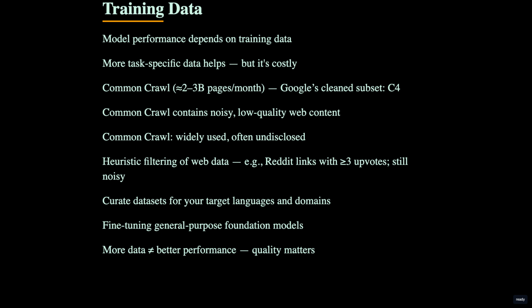For example, Gunasekar et al. 2023 trained a 1.3B parameter model on 7 billion high-quality code tokens and outperformed much larger models on coding benchmarks. We'll cover dataset quality and selection in more detail in Chapter 8.